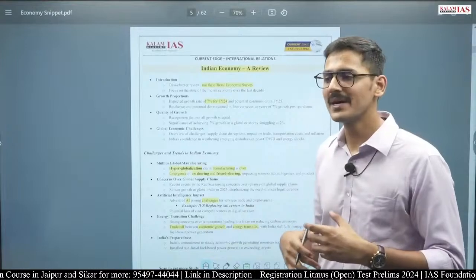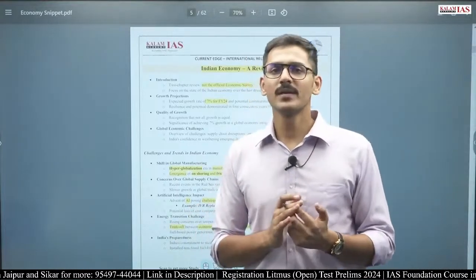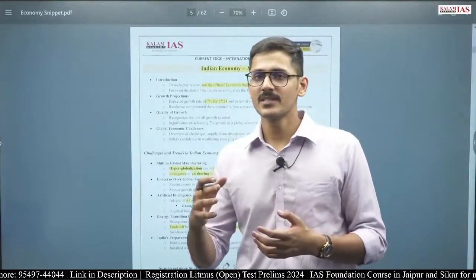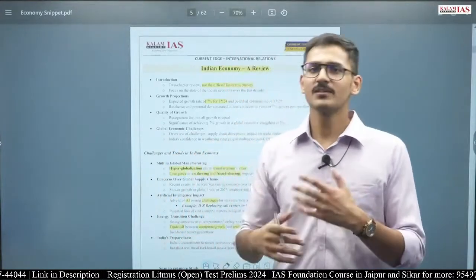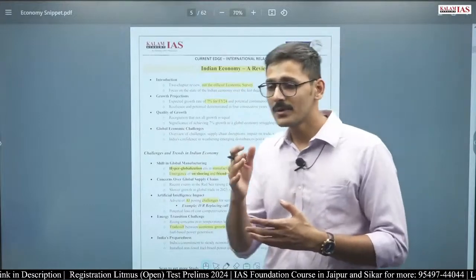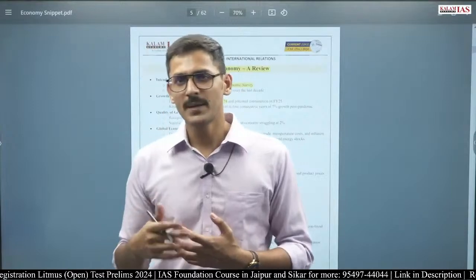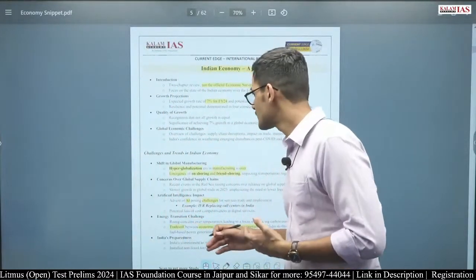For example, UPSC might give a statement like, unemployment rate has been increasing consistently for the past 5 years, and you have to identify whether this statement is true or false. So UPSC will give such statements. UPSC will never ask what the unemployment rate is, whether 3.2, 3.3 or 3.4 percent. That is not the pattern of asking questions by UPSC.